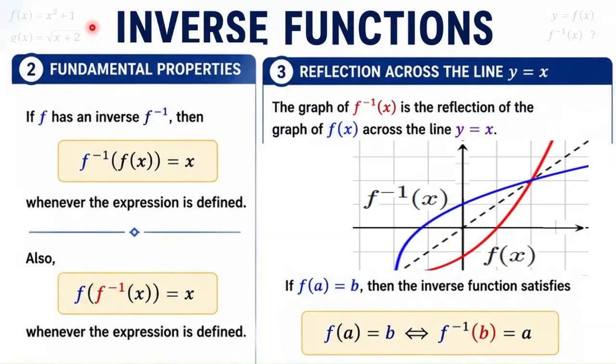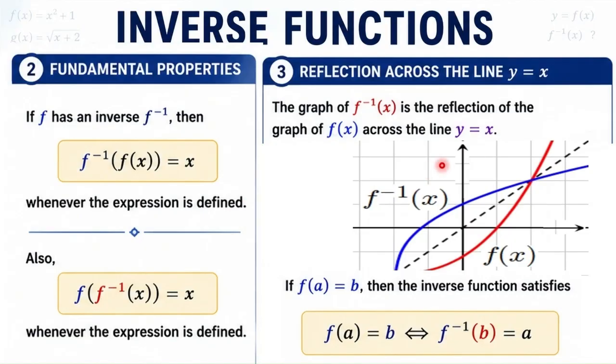An inverse function satisfies two very important properties. If we first apply the function and then apply its inverse, we obtain the original input. Likewise, if we first apply the inverse and then the original function, we again obtain the original input. These two relationships show that the two functions completely undo each other's work.